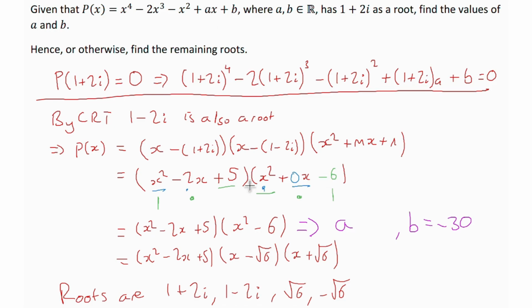And a, my x terms, well, how can I get x terms? The only way I can get x's out of this is multiplying those two together. So a is going to be equal to minus 2 times minus 6, which is 12. So a is 12, b is minus 30, and my 4 roots are here.